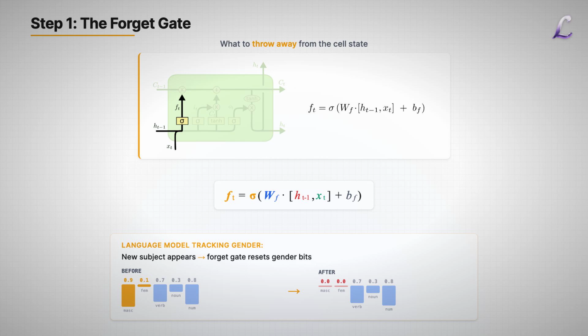Here's a concrete example. Suppose you're modeling language and the cell state is encoding that the current subject is feminine singular. When a new subject appears, say a masculine noun, the forget gate needs to clear out those gender and number features to make room for the new information. This is a learned behavior. The network discovers which cell dimensions encode which features and learns when to reset them.